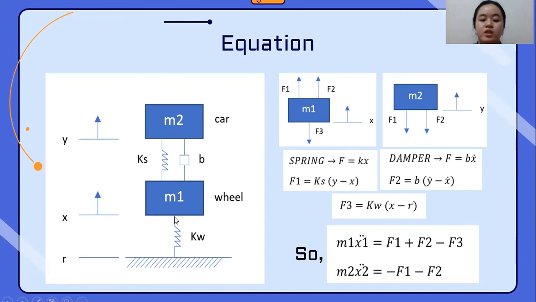So the first conclusion is M1 x double dot 1 equal to F1 plus F2 minus F3. And the second conclusion is M2 x double dot 2 equal to minus F1 minus F2.